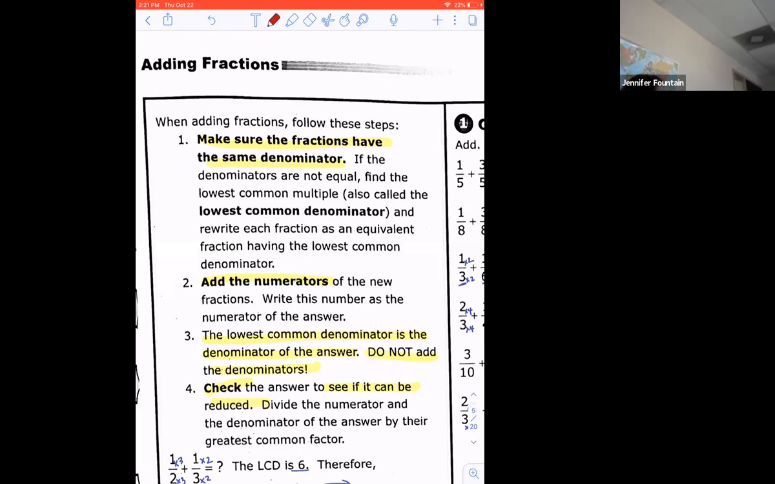Simplest form just means I can divide my numerator and denominator. So basically, simplest form is the same as finding equivalent fractions, but I'm finding the equivalent fraction that is the smallest it can be, because I'm dividing the numerator and denominator by whatever number. And then I have some examples of adding fractions, okay? Go ahead and turn the page.